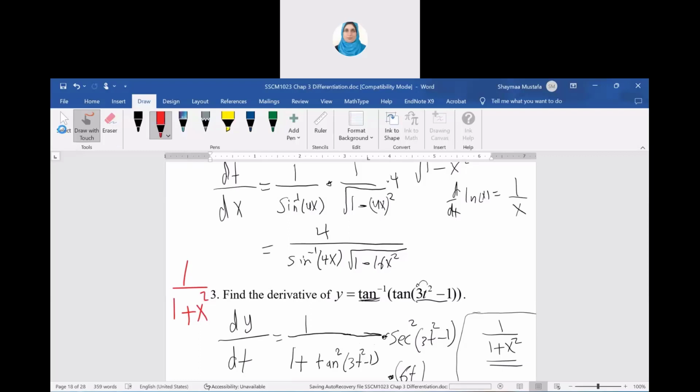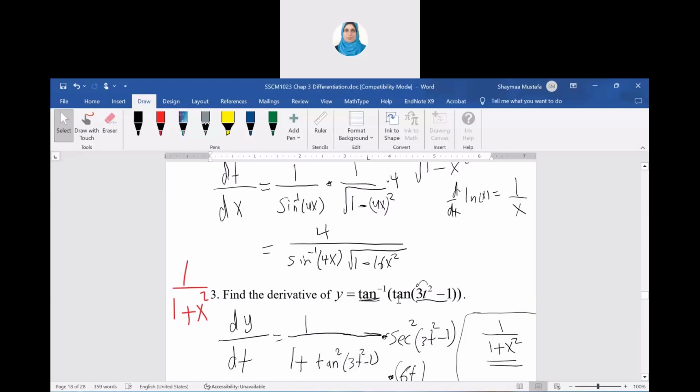So here I have tan inverse. Inside the inverse, I have tan(3t squared minus 1). So the tan inverse derivative is 1 over 1 plus x squared, where x squared will be tan(3t squared minus 1) all squared: tan squared of (3t squared minus 1).